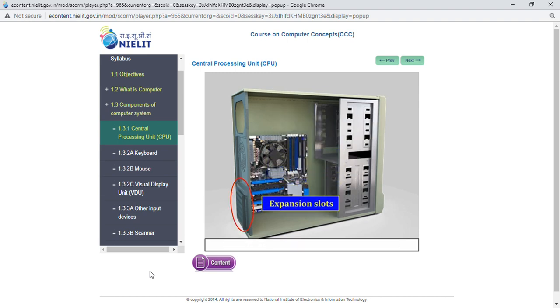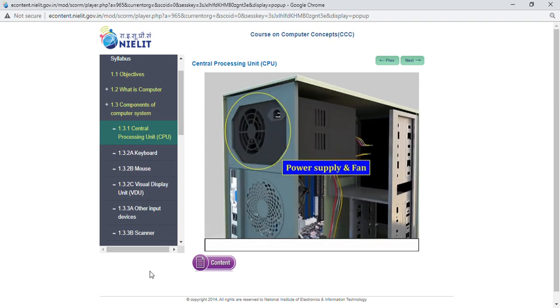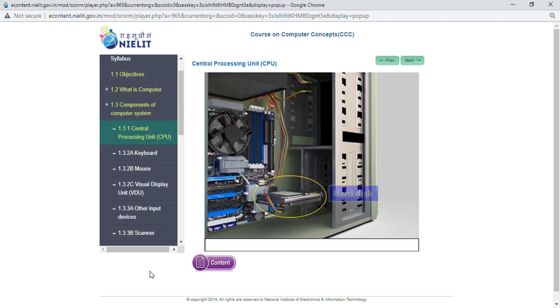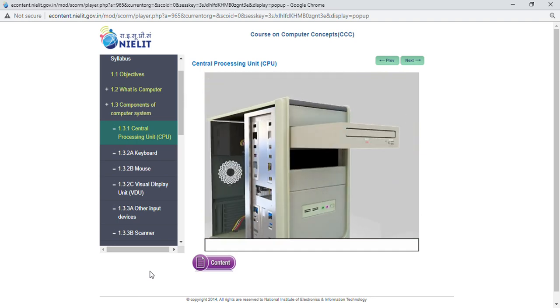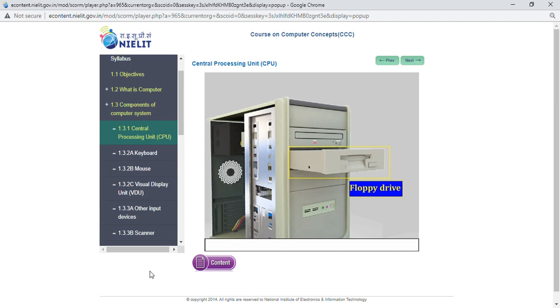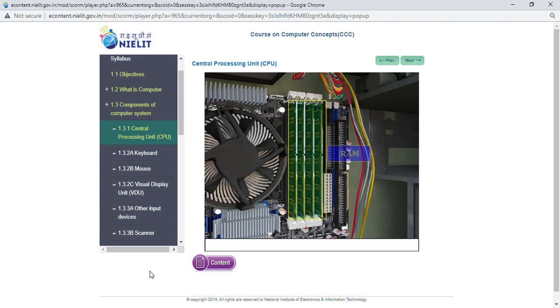Expansion slots, fan, connectors, SMPS, power supply and fan, hard disk, DVD drive, floppy drive, RAM.